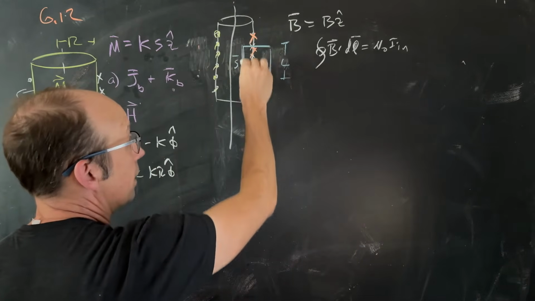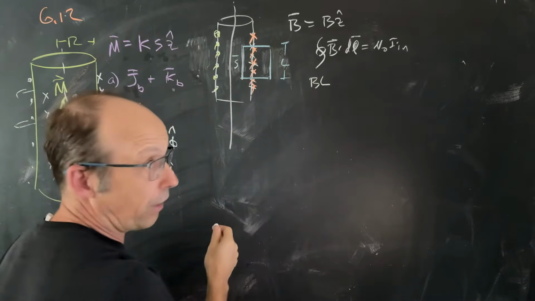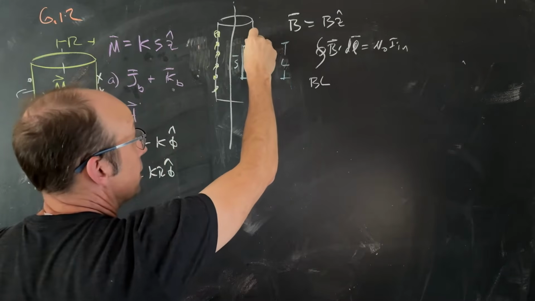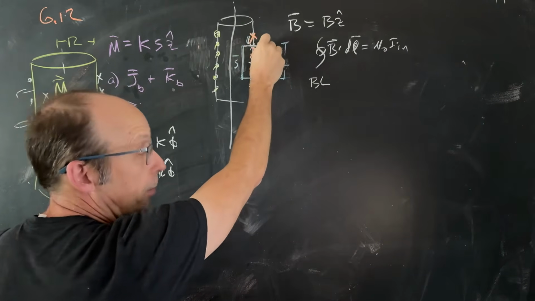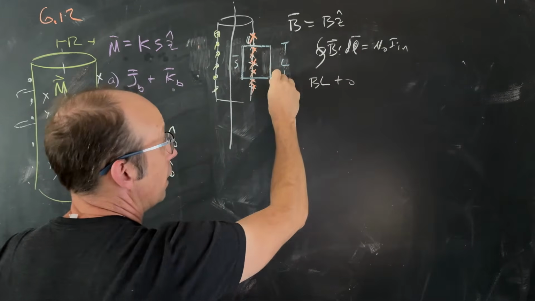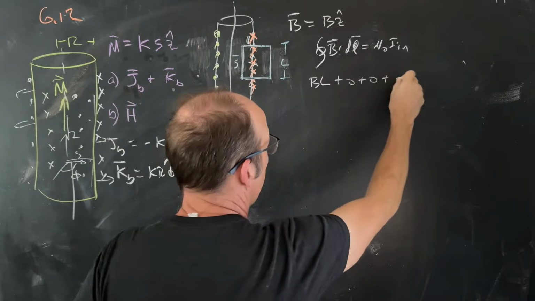So B dot dl around this path is going to be B times L, because they're in the same direction, and B is constant. B along that path, yes, there is some B right here, but it's perpendicular to the path. So B dot dl is going to be 0. Over here, the magnetic field is 0, so that's going to be 0. And then right here, it's perpendicular again, so that's 0.